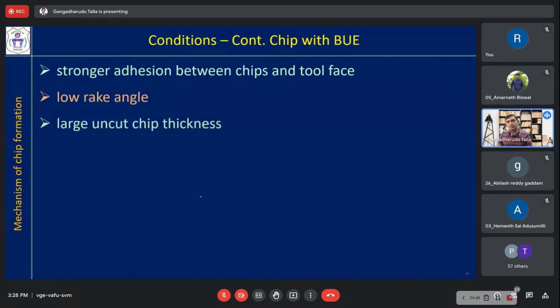Now large uncut chip thickness. This is, in other words, nothing but more depth of cut and more feed. That will give you the large uncut chip thickness. Understand? If you are trying to remove a high amount of material, obviously it is difficult to remove it in a single attempt. So more friction will be generated, more heat will be generated. That will lead to plastically deformed workpiece material.